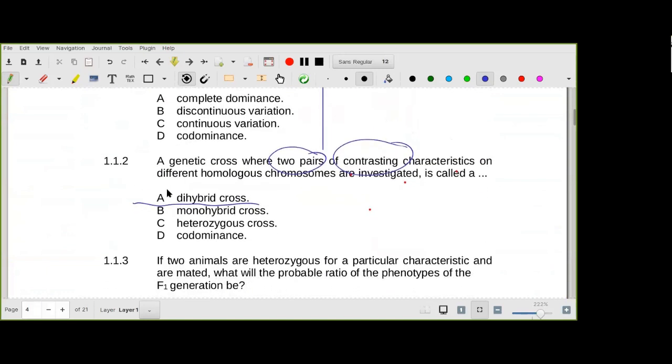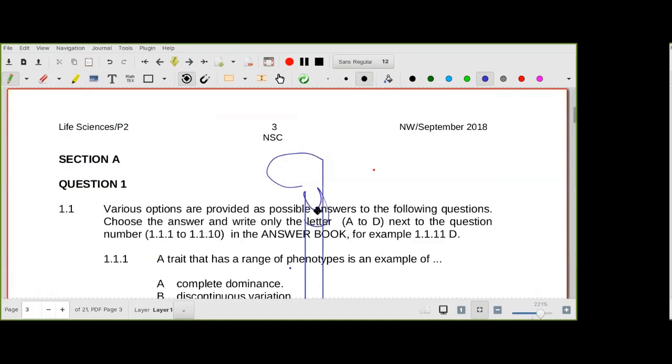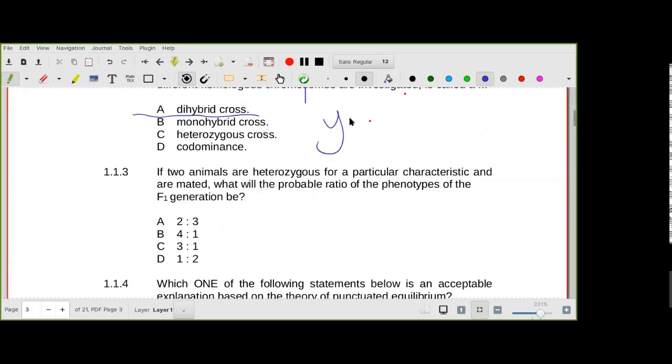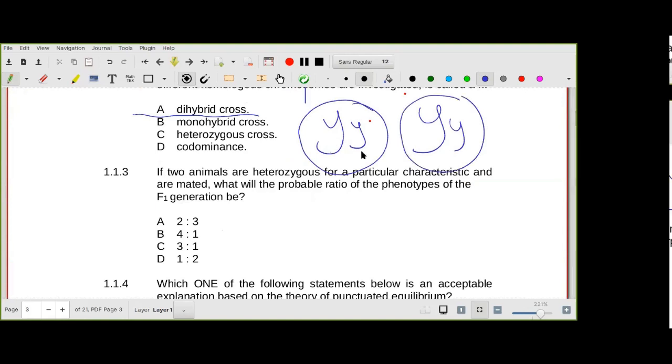And then also, it's not a heterozygous cross, okay? Heterozygous cross means that when I'm crossing, for example, in the example that I gave, we normally do it with a monohybrid cross. Could be crossing yellow seeds, but both of them have genes for both yellow and green. So that's heterozygous.